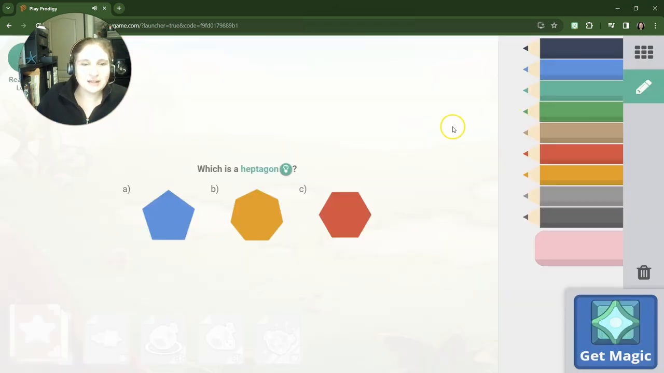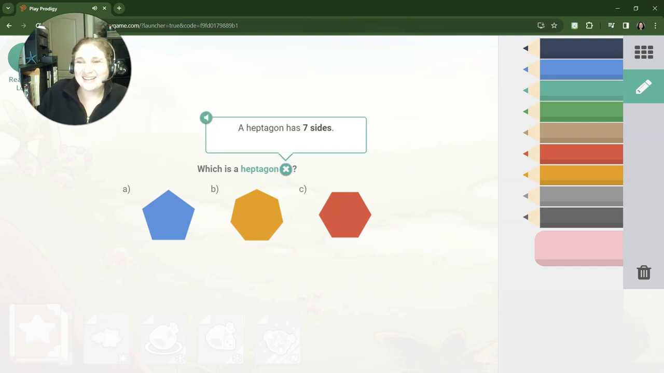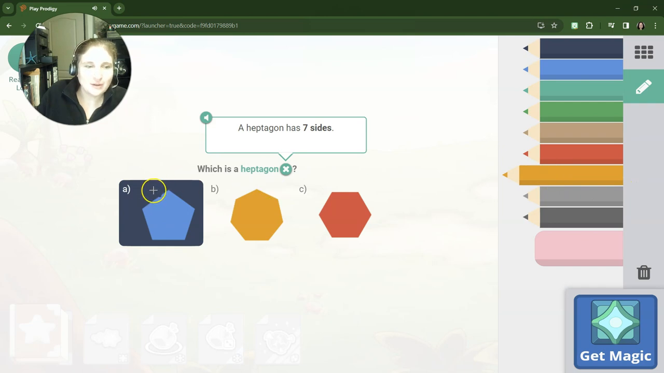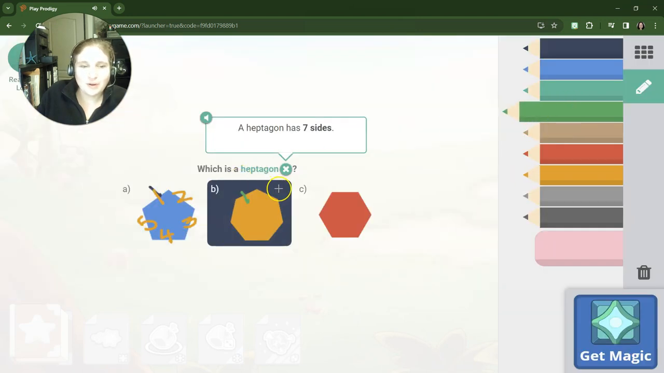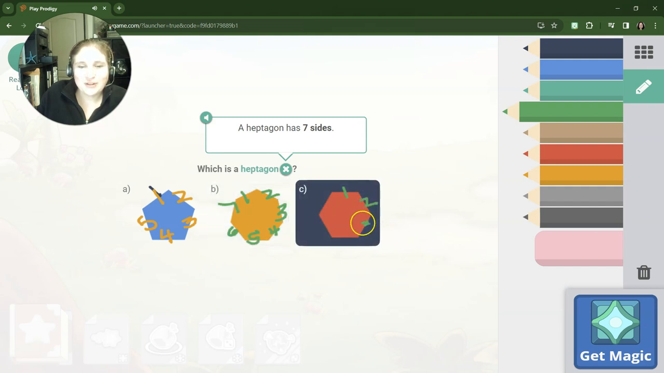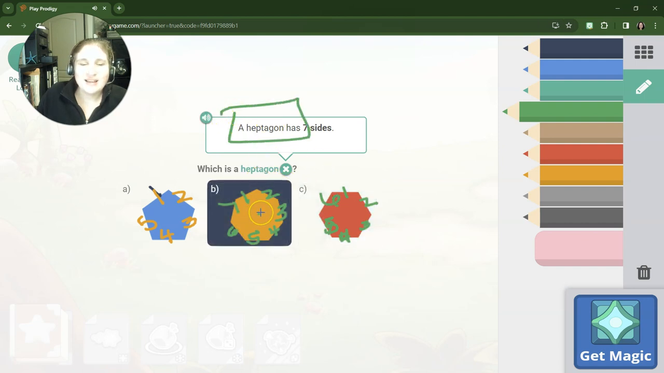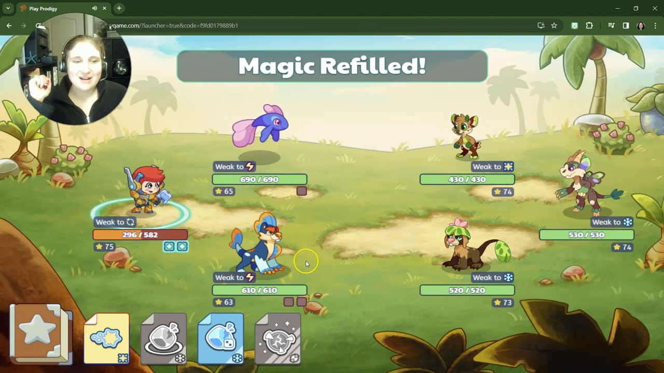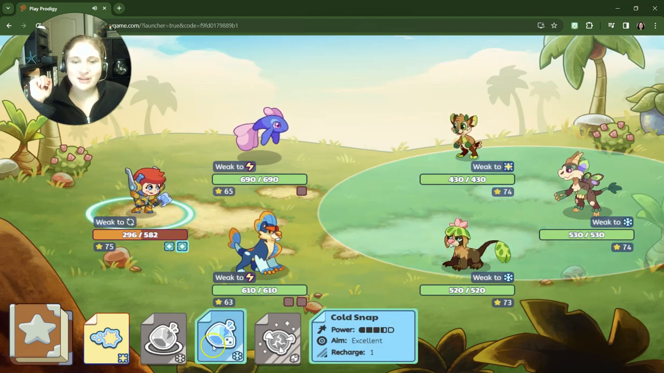Okay, so now we want a heptagon, and I think I called it a septagon in the last video, but a heptagon has seven sides. All right, so mistakes happen. No big deal. So we're going to count here, and let's pick a different color. We've got one, two, three, four, five sides. Here we've got one, two, three, four, five, six, seven sides. And here we've got one, two, three, four, five, six sides. So since a heptagon has seven sides, it's got to be choice B. Let's see if we get it correct. Looks like so. Our magic is refueled.